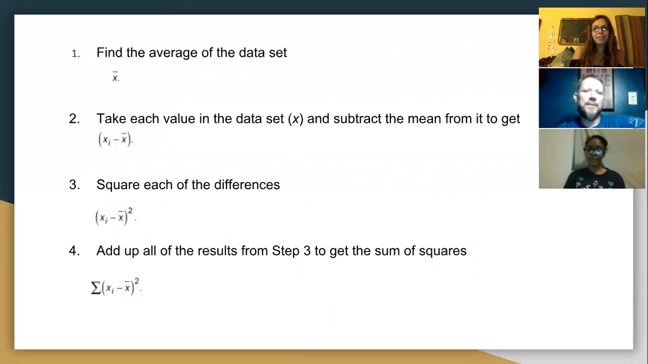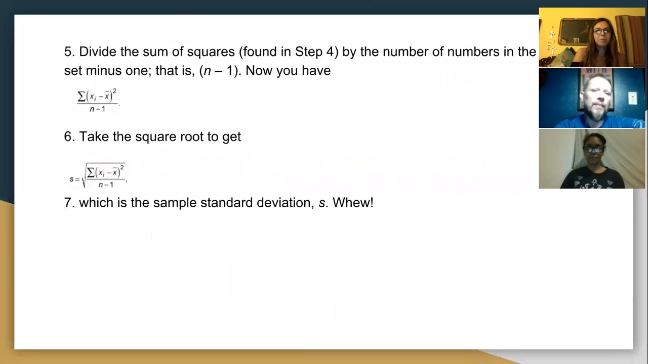To find the standard deviation of the data set, take each value of the data set, x, and subtract the mean from it to get x minus x bar. Square each of the differences. Add up all the results from step 3 to get the sum of the squares.